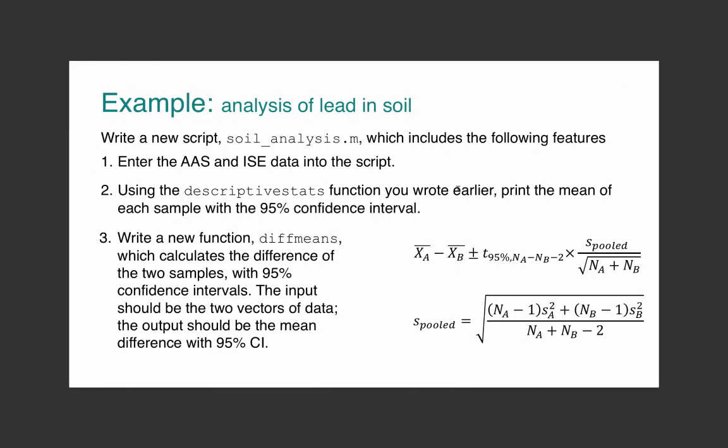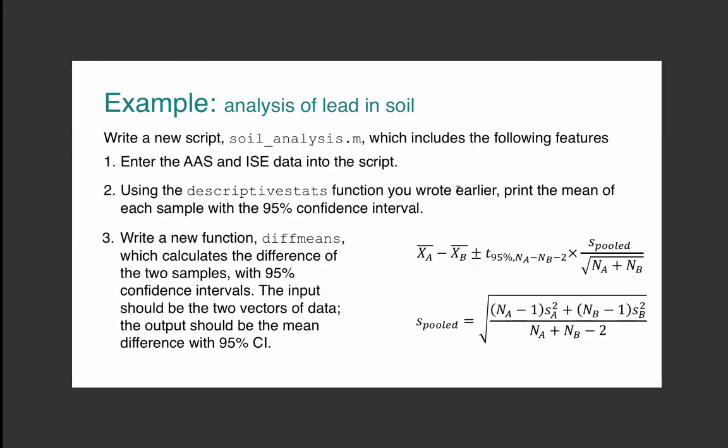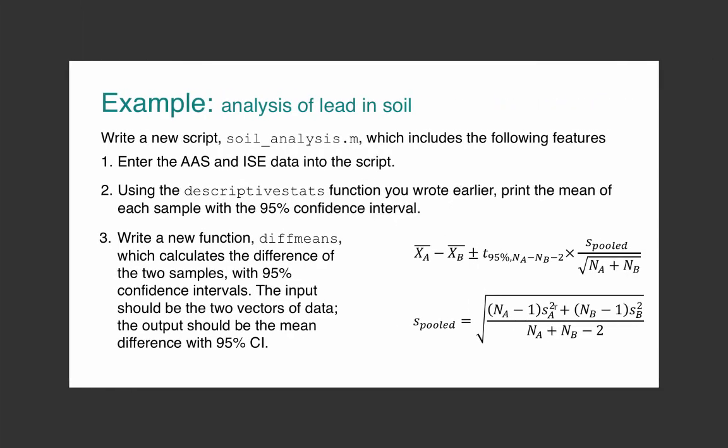So I calculate the means, M1 is the mean of sample 1, M2 is the mean of sample 2. Do the same for the standard deviations. Then I pool them. So n1 minus 1 times s1 squared, plus n2 minus 1 times s2 squared, divided by.